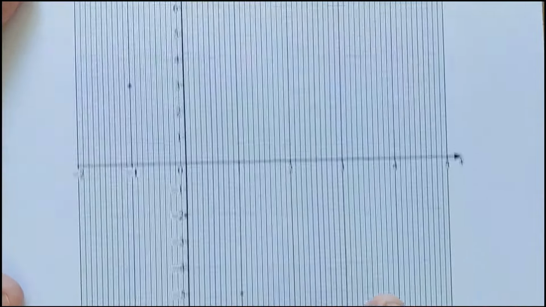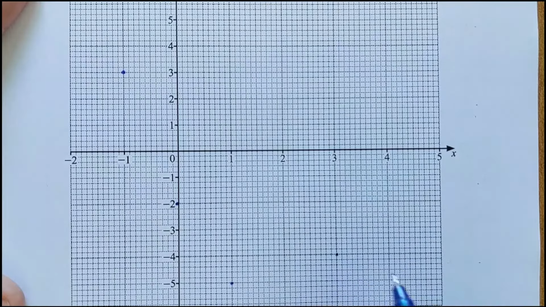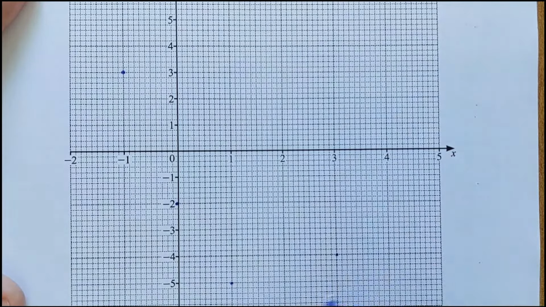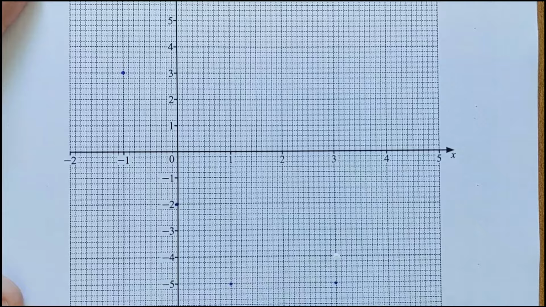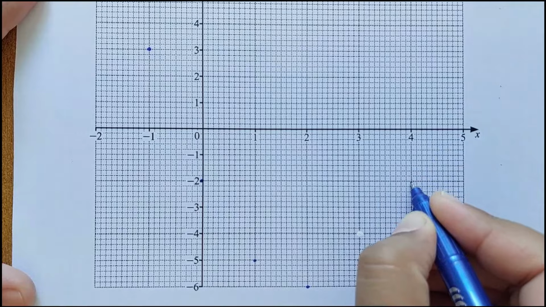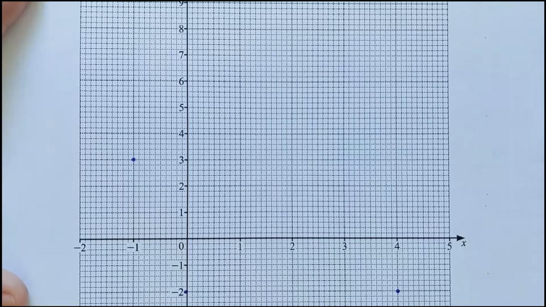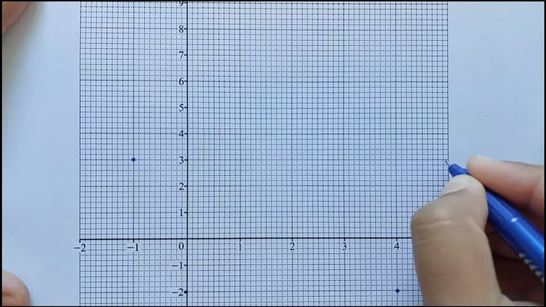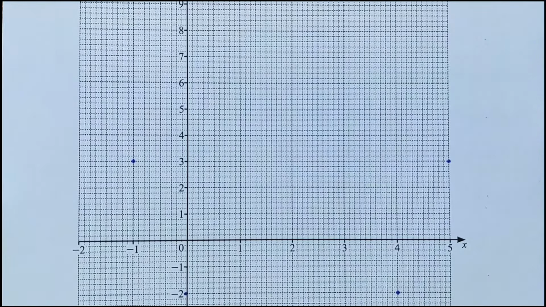X is 2, y is minus 6. For 3, it is negative 5 over here. For 4, it is negative 2. And x is 5, y is 3, this point. Let me connect all the points to get the parabola. It's a quadratic function, so you will get the parabola.